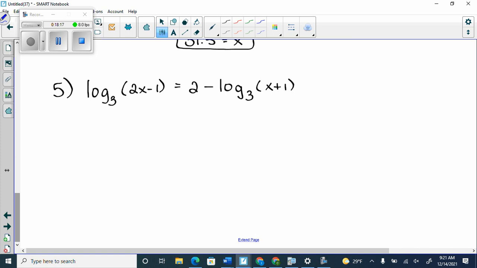Once they're together, you have a single log, just like the last question. Convert to exponential. That's it. So not crazy. Okay? That's number 5. Then number 6.